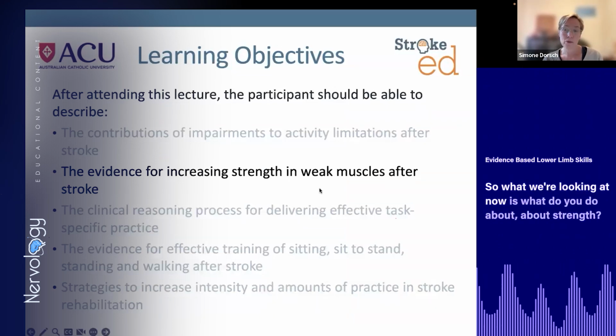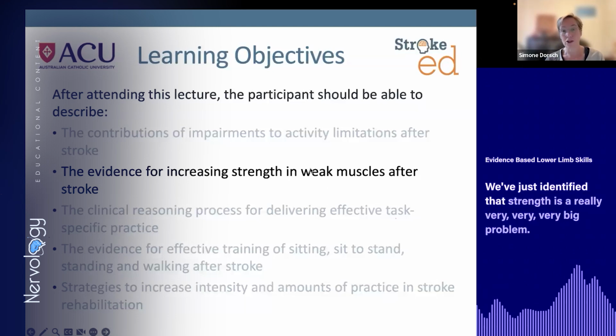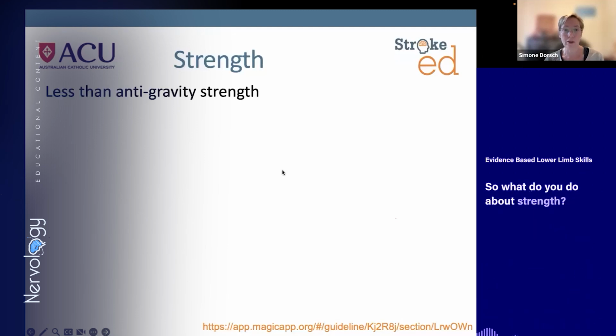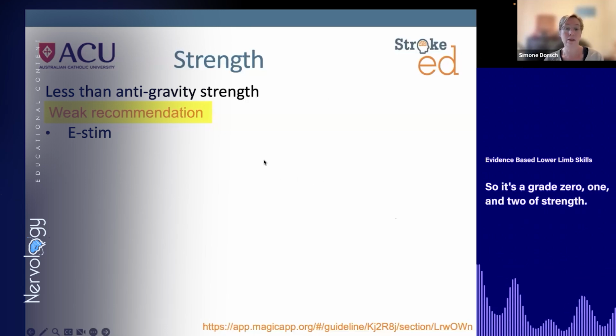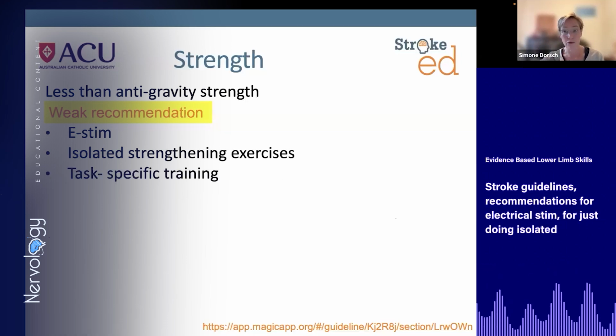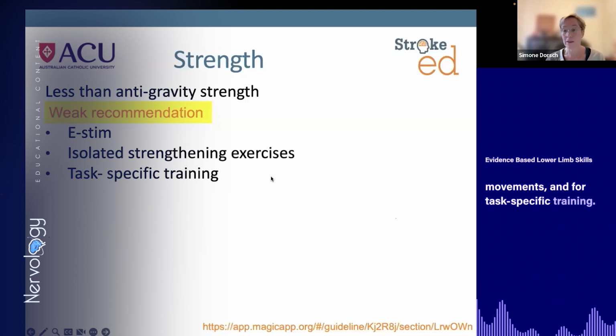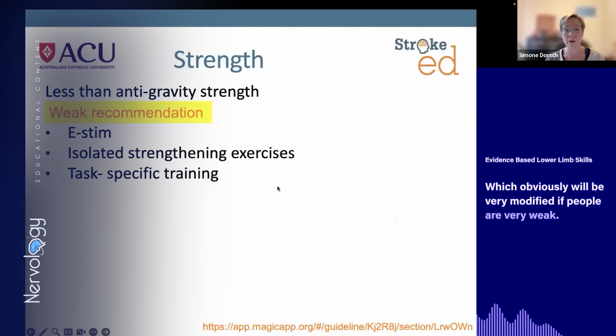So what we're looking at now is, what do you do about strength? We've just identified that strength is a very big problem. This is really thinking about muscles that have less than anti-gravity, so it's grade 0, 1, and 2 of strength. Our stroke guidelines recommend electrical stim, isolated movements, and task-specific training, which obviously will be very modified if people are very weak.